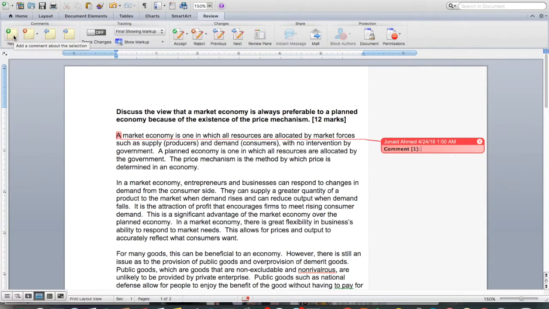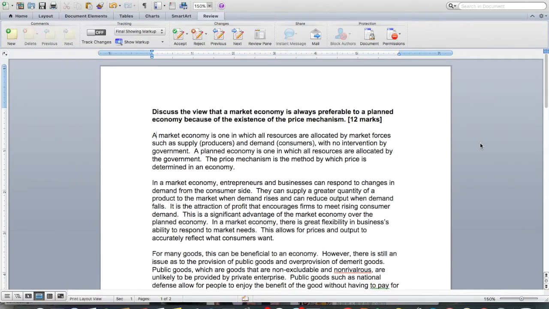content, application, analysis, and evaluation. Level 1 knowledge, level 2 application, level 3 analysis, and level 4 evaluation. So what I'm going to do is go through this essay step by step and guide you through my thought process as to how this should be marked. So let's get straight to it.